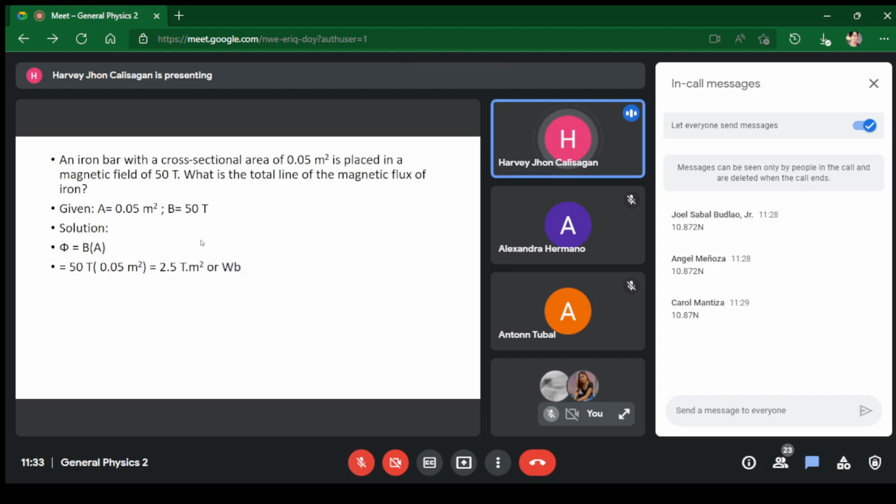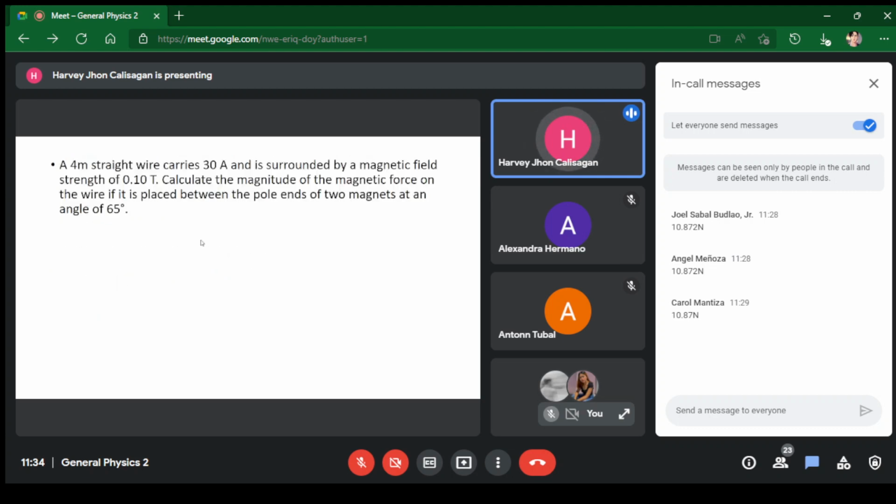What do you mean, other units for Tesla? The Tesla is a combination of the force, the length, and the current. If you have the force, the length, and the unit of ampere, you can also have the combination.